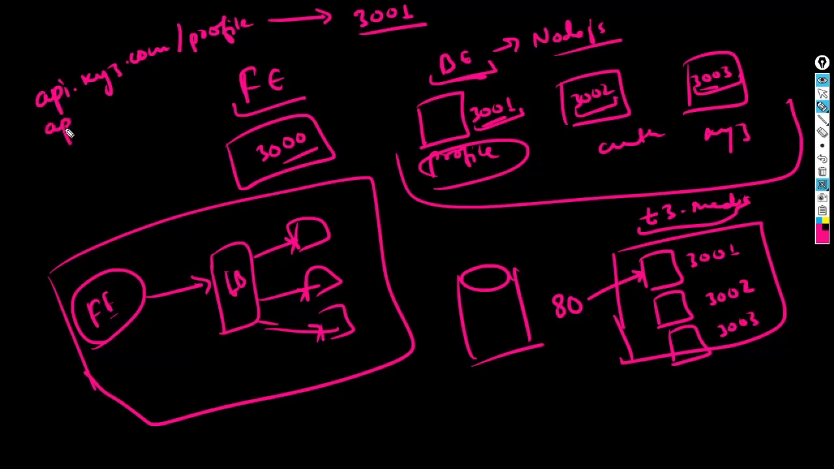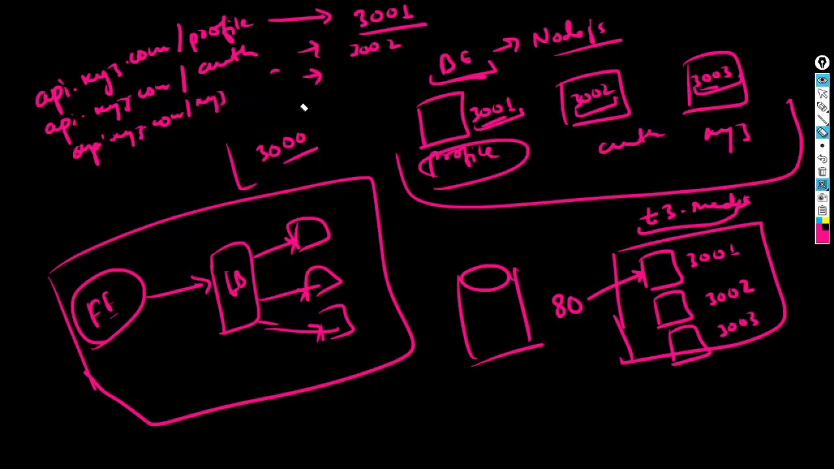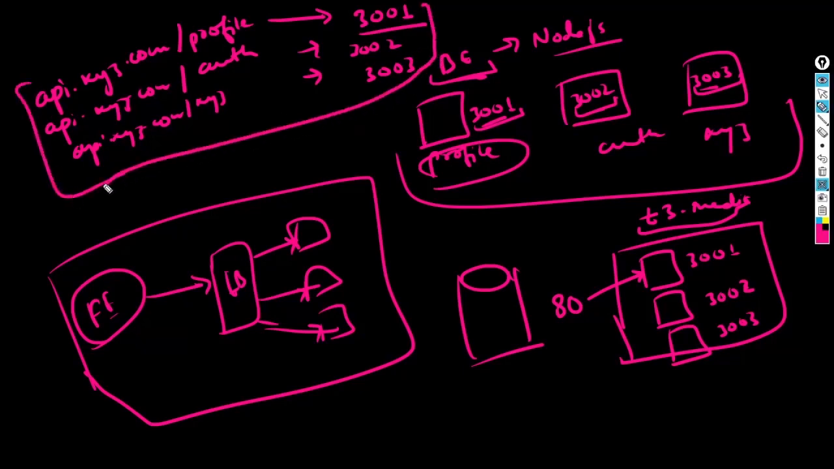internally. Similarly, if I do something like api.xyz.com/auth, we have an authentication service, so that should go to 3002. Similarly, if we have api.xyz.com/xyz, one case, then it should hit port number 3003. So this is what we are expecting out of it, right? If we can make this route-based load balancing, which you can do from the load balancer, that would be awesome.